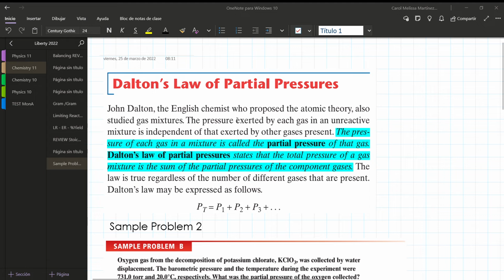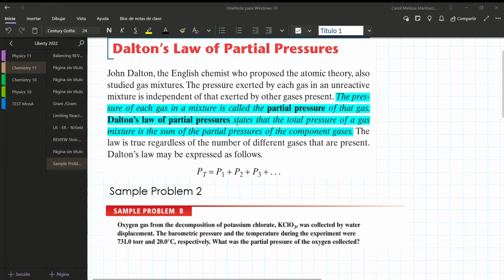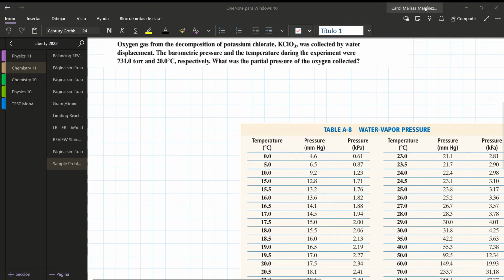I mean, the idea is quite simple, okay? Each pressure is going to have its individual partial pressure, okay? And when you add them all, you're going to have a total pressure. Now, for that, let's see this sample problem.